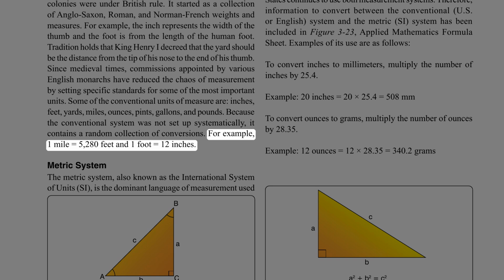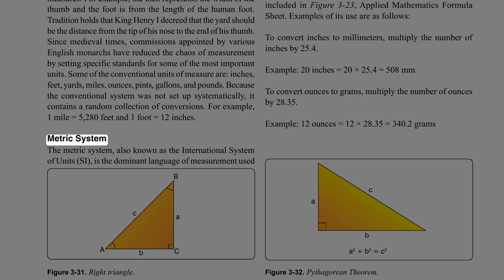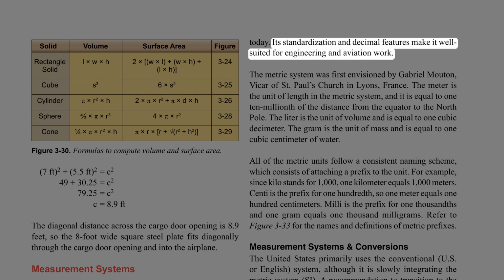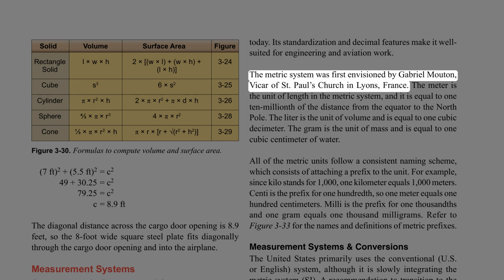For example, 1 mile equals 5,280 feet and 1 foot equals 12 inches. Metric system. The metric system, also known as the International System of Units, SI, is the dominant language of measurement used today. Its standardization and decimal features make it well suited for engineering and aviation work. The metric system was first envisioned by Gabriel Mouton, vicar of St. Paul's Church in Lyons, France.